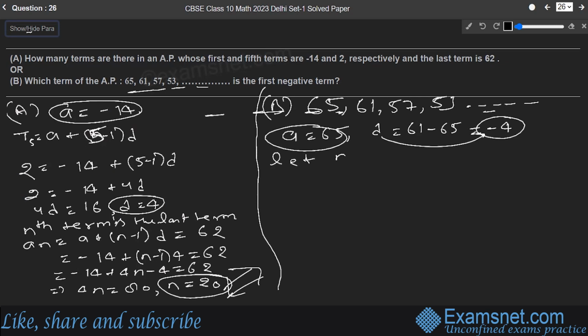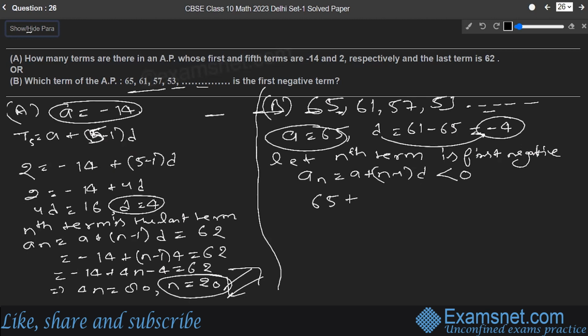Let's say the nth term is the first negative term. So that means an, which we want to calculate and which is written as a plus n minus 1 d, is the first negative term, so it has to be less than 0. So let us find out a plus n minus 1 d using the a and d values that we have. It is 65 plus n minus 1 times d value, which is minus 4, and it has to be less than 0. If you solve this further, 65 plus 4 minus 4n has to be less than 0.